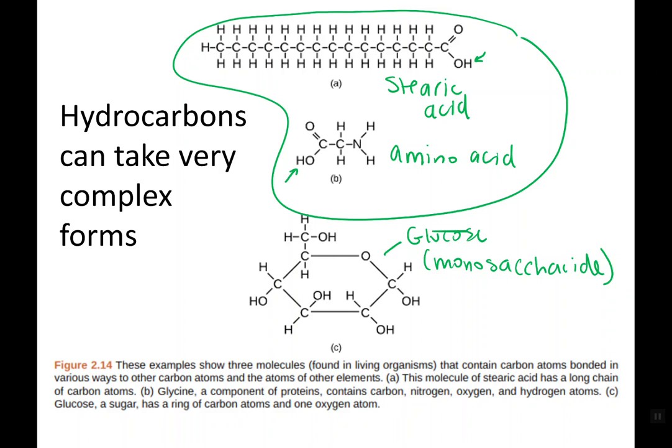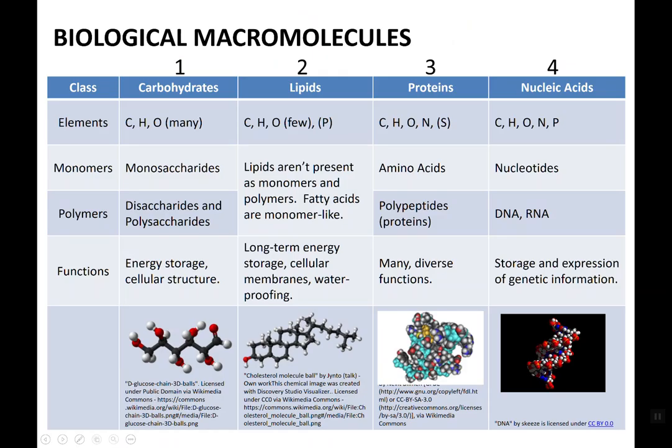Glucose is a sugar that your body relies on heavily for fuel, and it is arranged into a 6-sided ring, so we call it a hexose sugar. So there's lots of variety, even though the ingredients for hydrocarbons are relatively simple. So I just showed you a fatty acid, which is a component of lipids. I showed you an amino acid, which is a component of proteins, and I showed you a carbohydrate, glucose. So these are 3 of the 4 biological macromolecules.